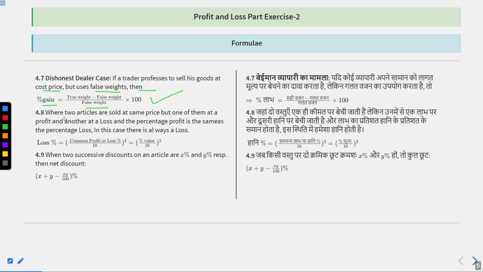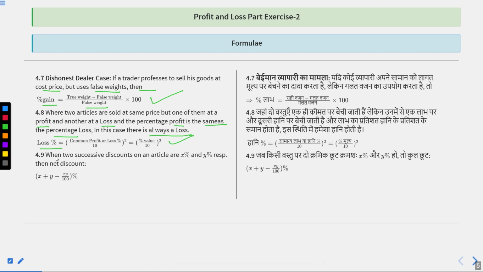Clear? In the same way, where two articles are sold at the same price, but one of them at a profit and another at a loss, and the percentage profit is the same as the percentage loss, in this case there is always a loss. Clear? So what will be the loss? Loss will be (common profit or loss percent upon 10) to the power 2, or we can say percentage value upon 10, whole squared.